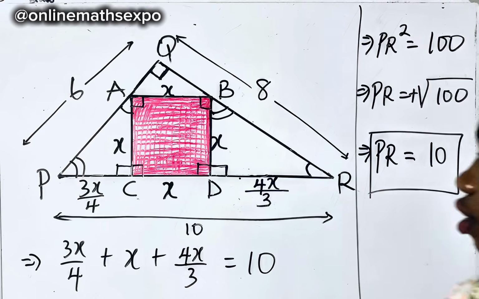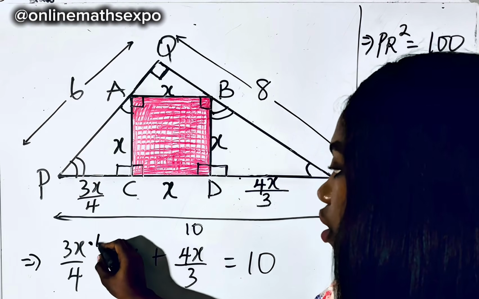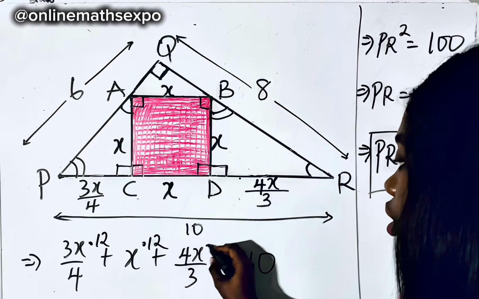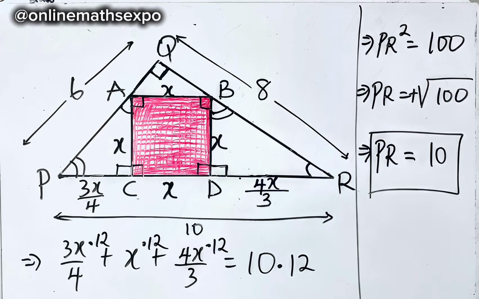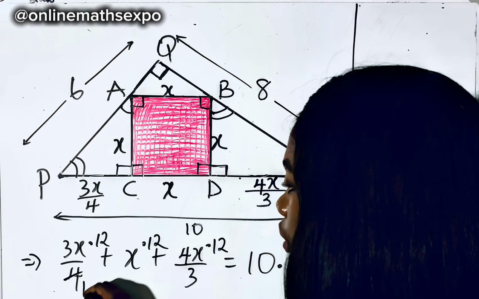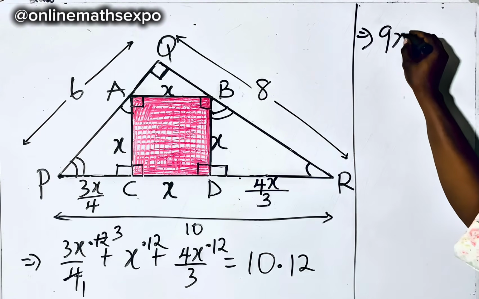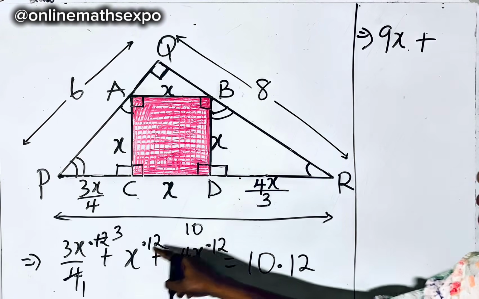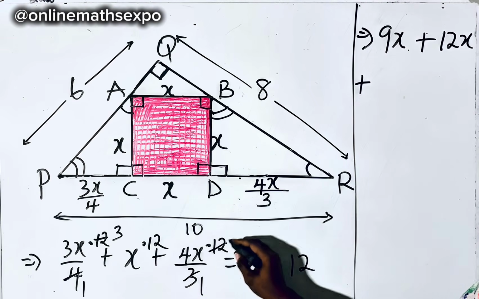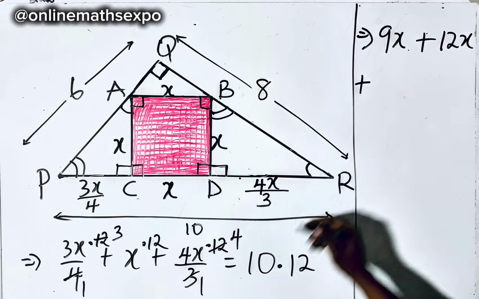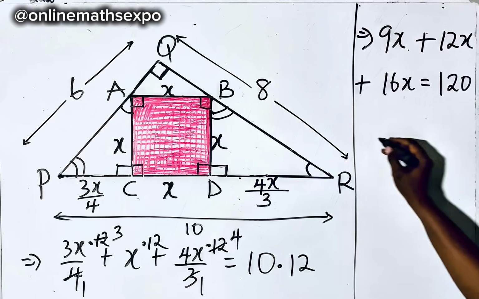Let's quickly solve this. Let's use a common denominator for 4 and 3, which is 12. So multiply this by 12, multiply by 12, then by 12, and then multiply this by 12. Let's quickly do that. 4 into 12 is 3, 3 times 3x gives us 9x, plus x times 12 will give us 12x, plus 3 into 12 is 4, 4x times this gives us 16x. Multiply this, it gives us 120.